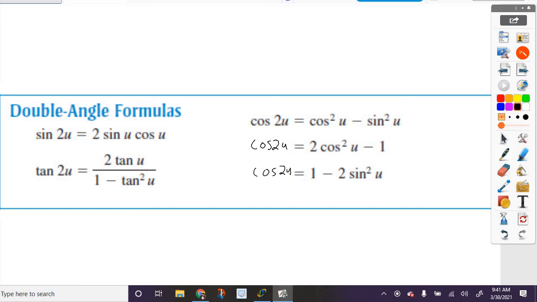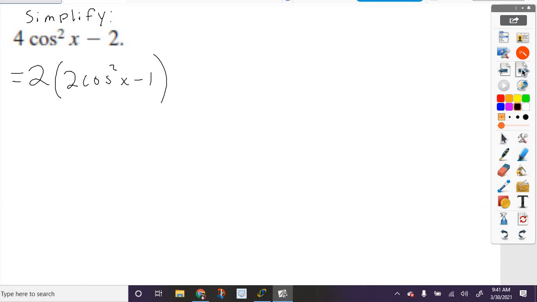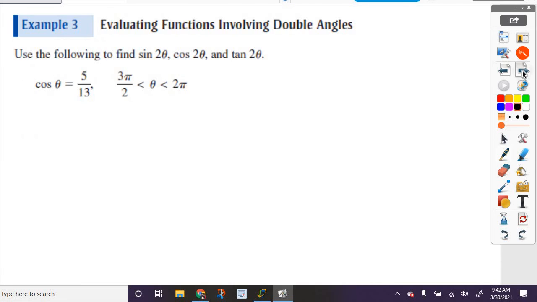So in this case, cosine of 2u equals 2 cosine squared of u minus 1, which, if we notice, is what we have here. So we can say that this is 2 cosine of 2x. And that would be our final answer. So this is just, again, another identity that we can use to help us simplify trig expressions.